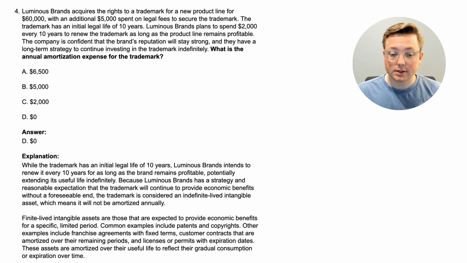Finite-lived intangible assets are those that are expected to provide economic benefits for a specific limited period. Common examples include patents, we've talked a lot about patents, and copyrights. Other examples include franchise agreements with fixed terms, customer contracts that are amortized over their remaining periods, and licenses or permits with expiration dates. These assets are amortized over their useful life to reflect their gradual consumption or expiration over time. So there are a lot of intangible assets, but we've been specifically talking about finite-lived intangible assets.